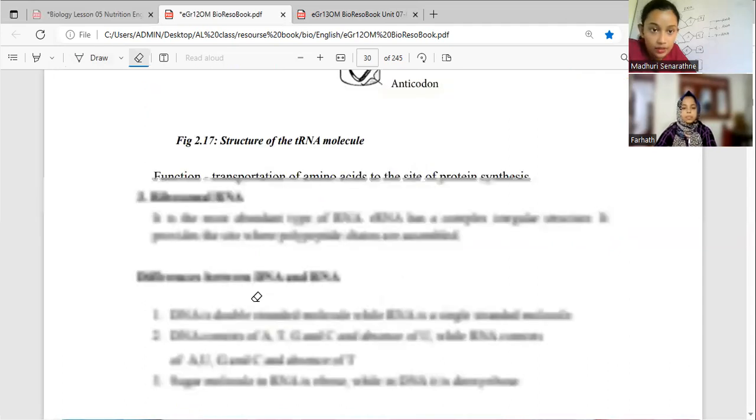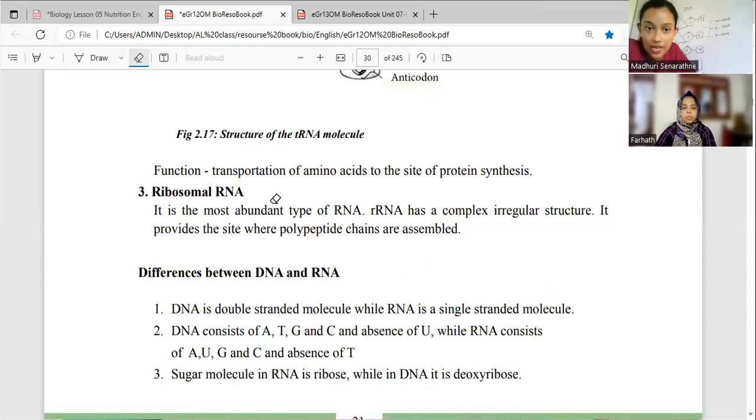Okay, teacher. Then ribosomal RNA, the third type of RNA. They make ribosomes. Ribosomes are made by RNA. The ribosome-forming RNA we call ribosomal RNA. Ribosome is the location of protein synthesis. Teacher, that means these ribosomal RNA are the ribosomes in the cytoplasm. The collection of ribosomal RNA we can consider as a ribosome. Actually, this ribosomal RNA creates a ribosome.